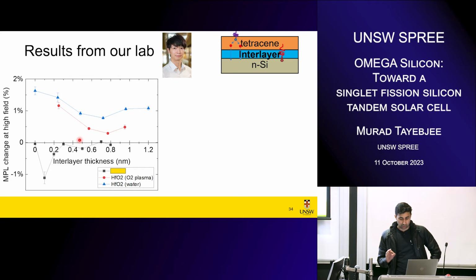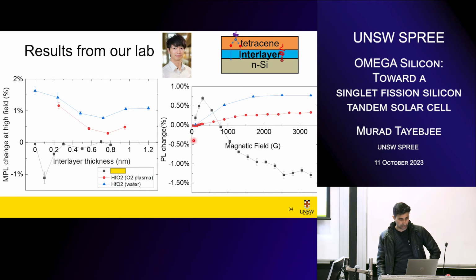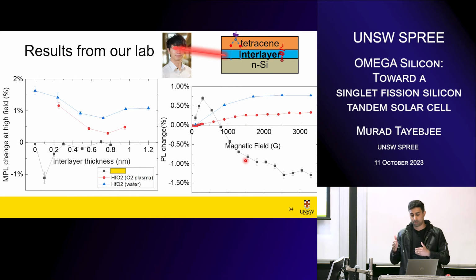So while it seems like an almost impossible task to create an interface that both passivates and allows for triplet tunneling, if you have the right material, you can do this, and you can see exactly what we expect from a singlet fission generated triplet entering silicon. So if you have the right materials and the right students, you're able to work out these interlayers and make sure that you can force the triplets to tunnel in.